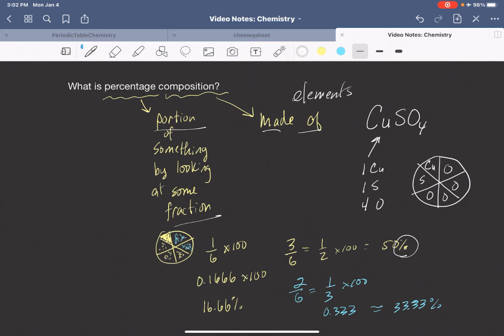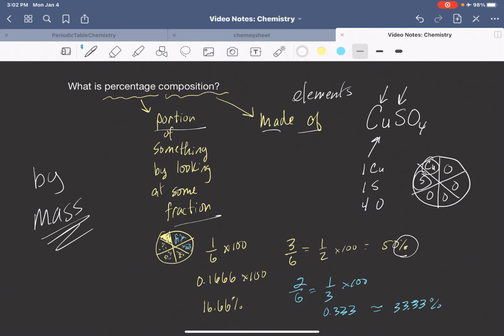But what we do most often is we look at percent composition by mass, okay? And the reason we do that is because every single element has a different average mass. The mass of copper is different than sulfur. Even though there's one copper and one sulfur, they each have a different mass. So while they might be in number the same portion or fraction in this example, they are not the same portion of the total mass.